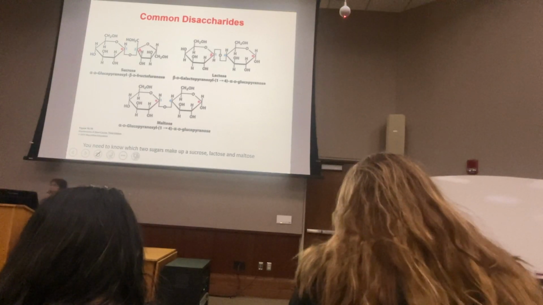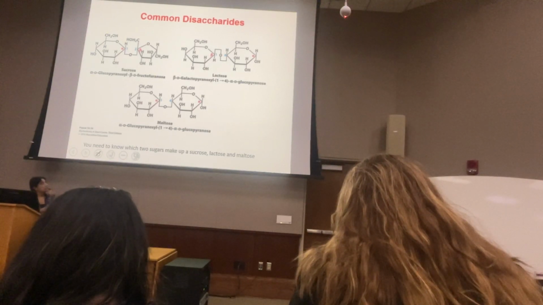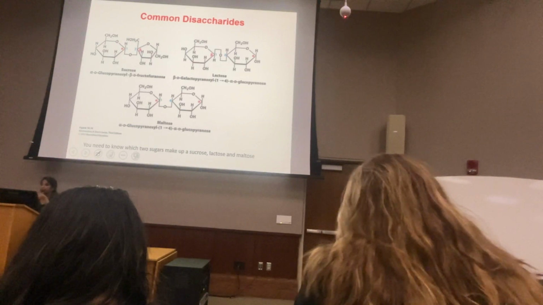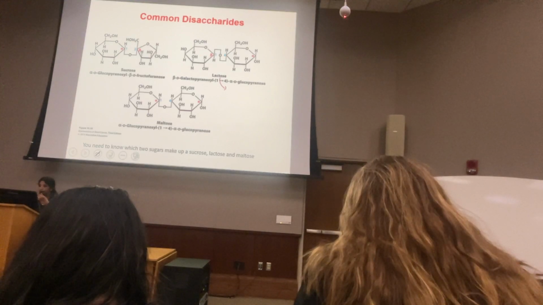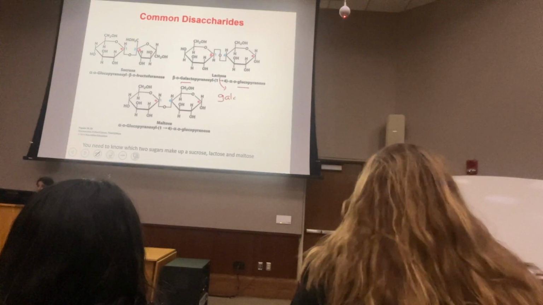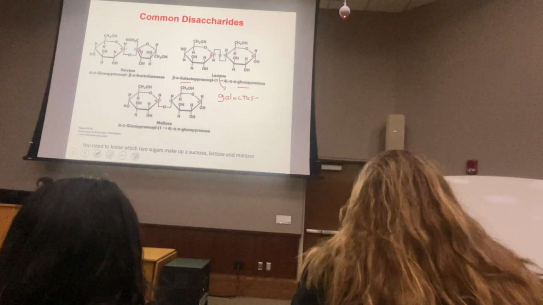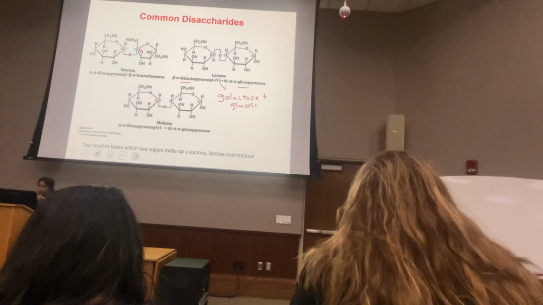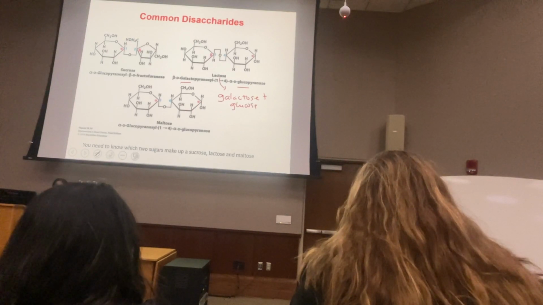Alright, so lactose, let's start with lactose. Lactose is milk sugar. So that one is a combination of galactose plus glucose. I don't need you to know if it's a beta or an alpha.